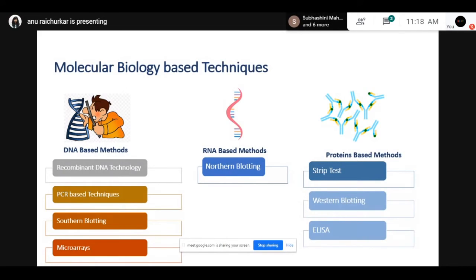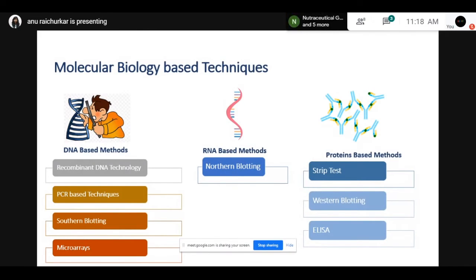The second type that I mentioned is based on RNA. The technique that is used is northern blotting. What exactly is northern blotting? Northern blotting and southern blotting both function on the same principle. Like I mentioned, in southern blotting the DNA is cut using various enzymes. Here in northern blotting, instead of DNA, we use RNA, and various enzymes are used to cut the sequence of RNA, and then we can distinguish between the different types of RNA.